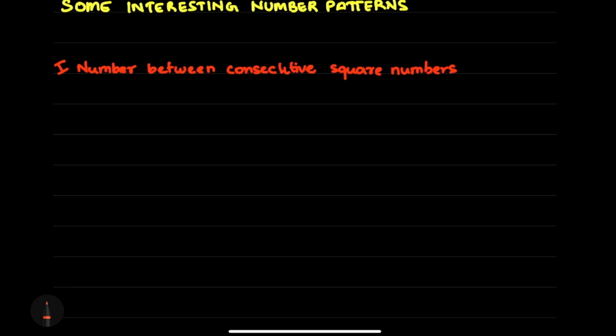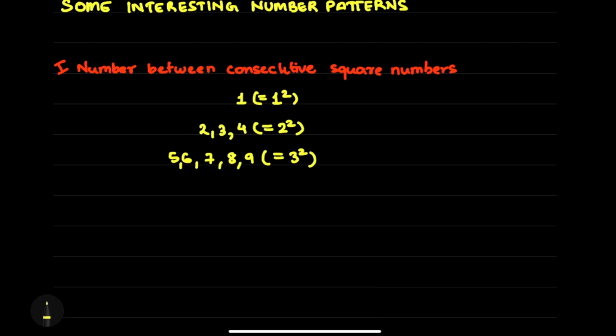So let's first look at numbers between consecutive square numbers. So we'll first observe something. Let's observe the following numbers. We have 1, which is 1 square. Then we have numbers between that as 2, 3, and then again comes 4, which is 2 square. Similarly, we have 5, 6, 7, 8, and then again comes 9, which is 3 square.